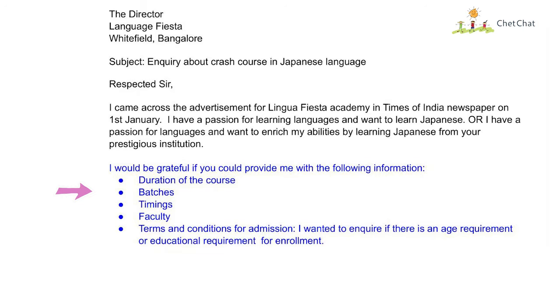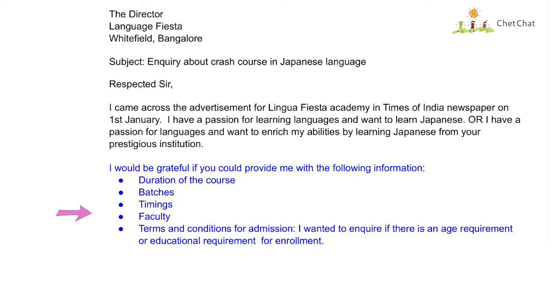Duration of the course. How long is the course going to be for? You can also ask if the course will be online or offline. 2. Batches. How many days a week will the classes be? 3. Timings. Next, you can ask about faculty, terms and conditions for admission. I want to inquire if there is an age requirement or educational requirement for enrollment. So, do you need to be 16 or do you have to have finished class 10 to take this course? Even though they haven't mentioned this in the question, you can ask about the fee structure as well.